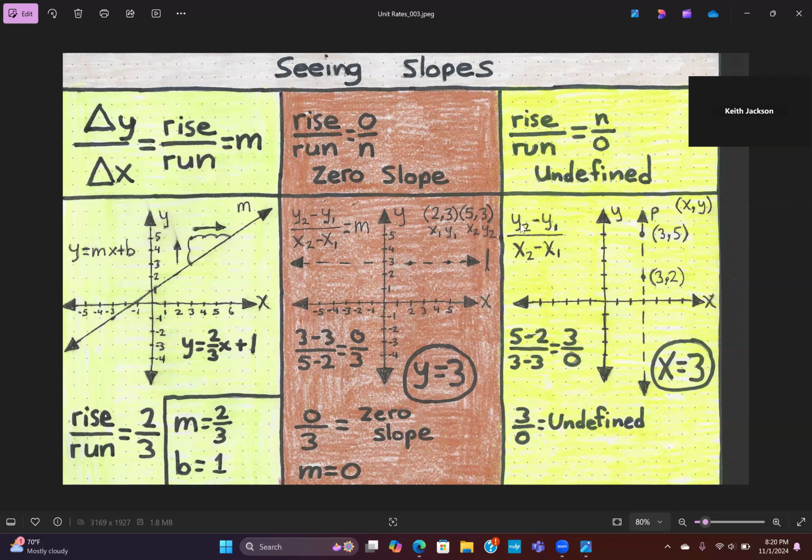All right, and so let's plug it into the y sub 2 minus y sub 1 and the x sub 2 minus x sub 1 and see what happens. And as you notice in the denominator, we have a 3 minus 3, which will give us 0. And we have a 5 minus 2, which will give us 3. That 0 in the denominator will make this slope undefined. It will just make it a vertical line at x equals 3.